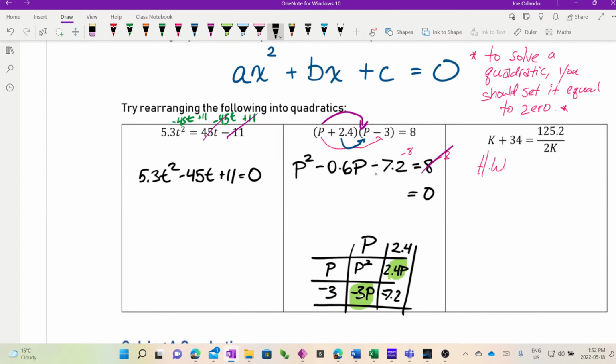That 8 goes with its like term, the term with no x's, right? If this had been 8x, I wouldn't subtract it from this, I'd subtract it from that. If that had been 8p squared, I would subtract it from this. You got to know your like terms. So this would be still p squared, negative 0.6p, but now that is going to be very good.